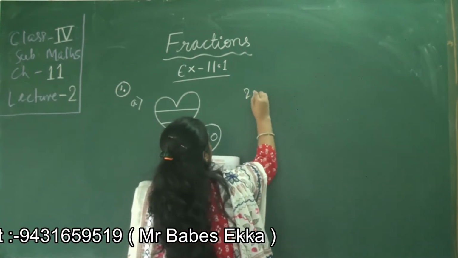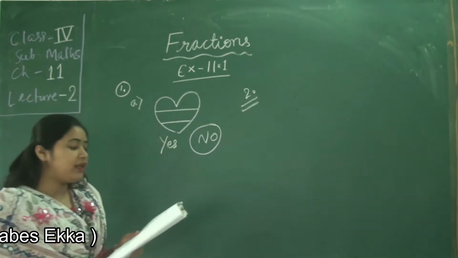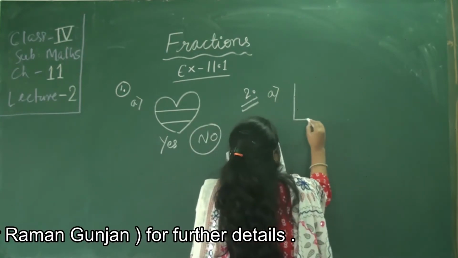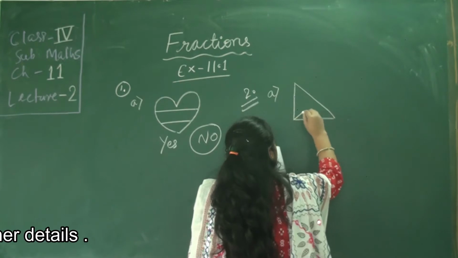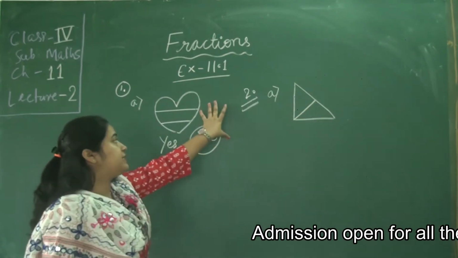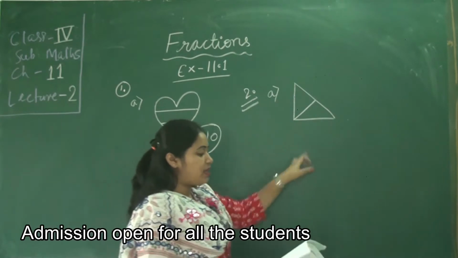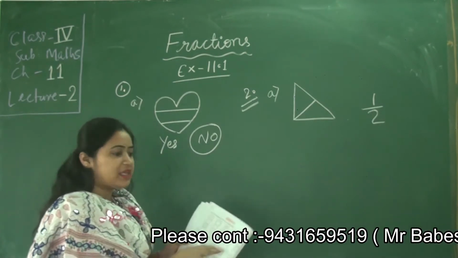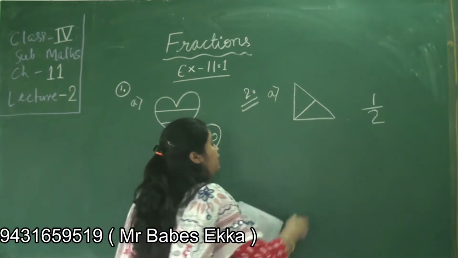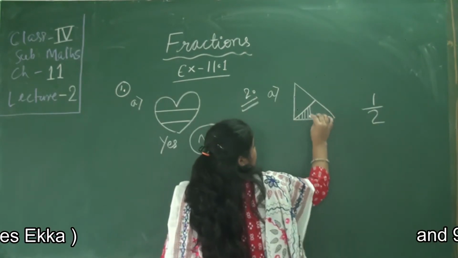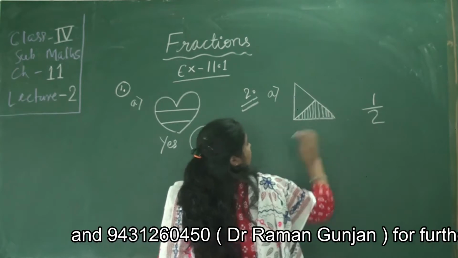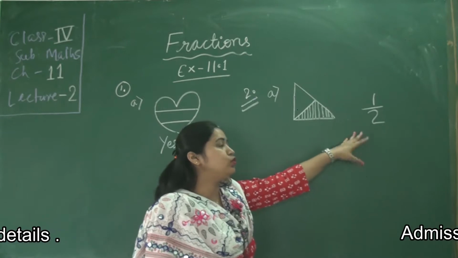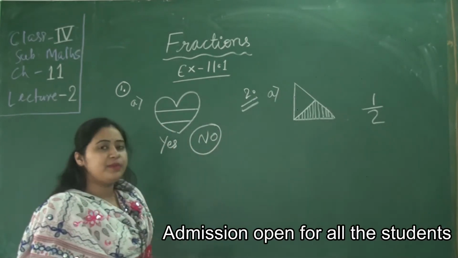In question number 2 you have to shade one half of each shape. This is the figure in question number 2a of exercise 11.1. Many shapes are given in your book, so I am just solving question number 2a. We will shade half of this shape. This is called one half, or we can say 1 by 2, 1 over 2. In this way you will solve question number 2.